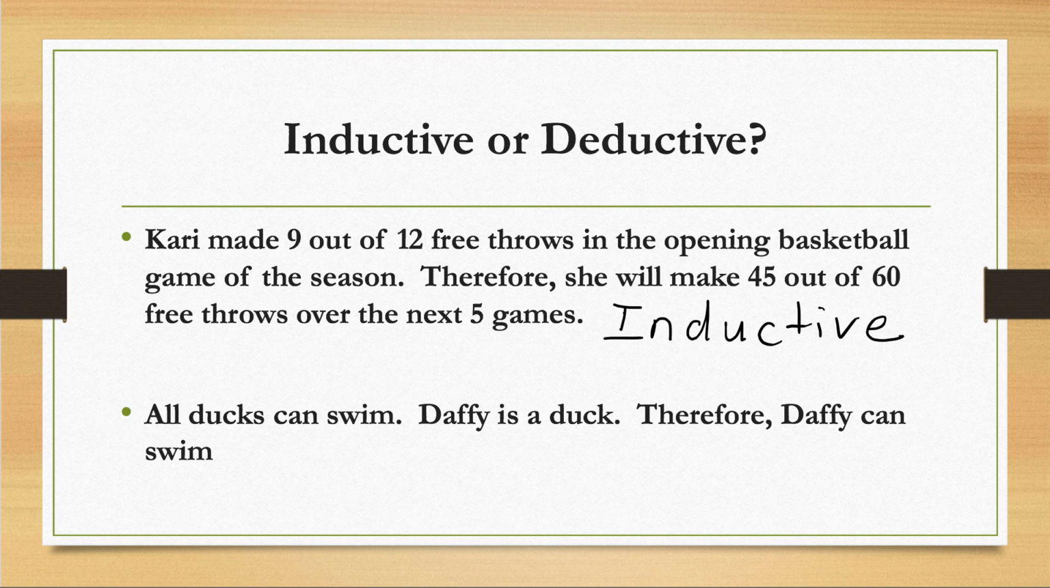Let's look at our next example. All ducks can swim. Daffy is a duck. Those are my initial conditions. Those are my facts. Therefore, Daffy can swim. So look at your conclusion. Is your conclusion a true statement based on the two initial facts? If all ducks can swim and we know that Daffy is a duck, then does that mean that Daffy can swim? Yes. And since we have a definite true statement based on our initial two facts, we are looking at a deductive reasoning type example.